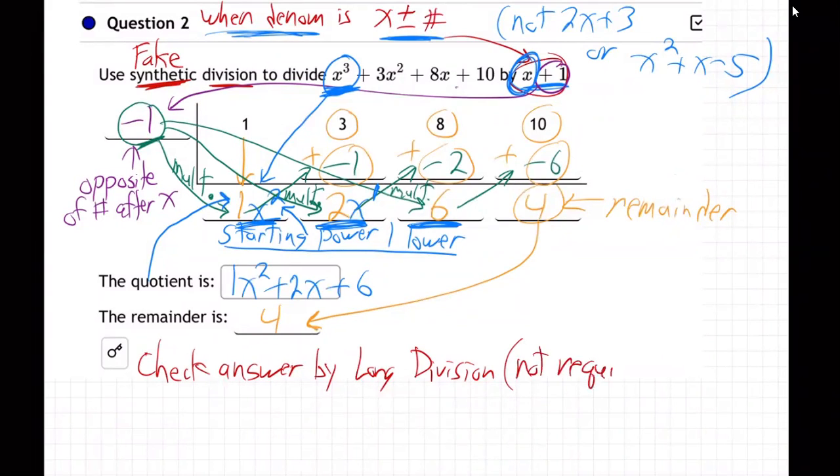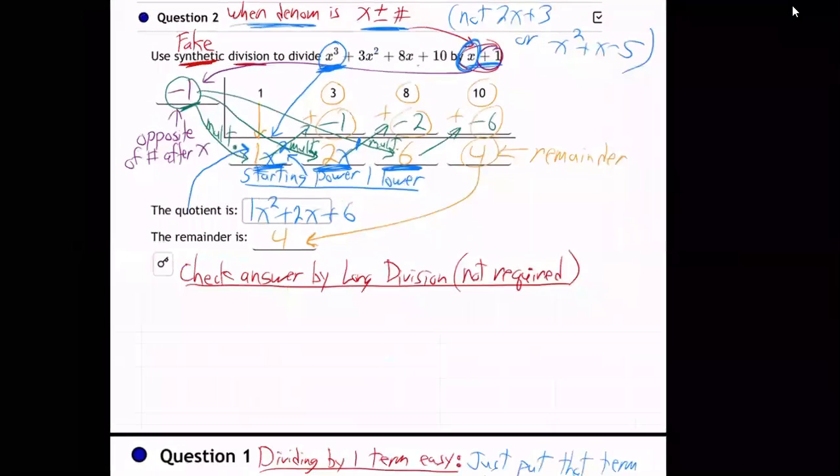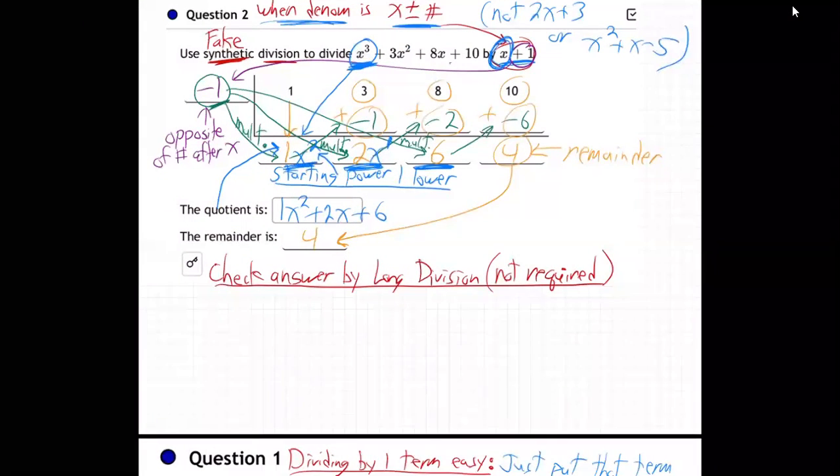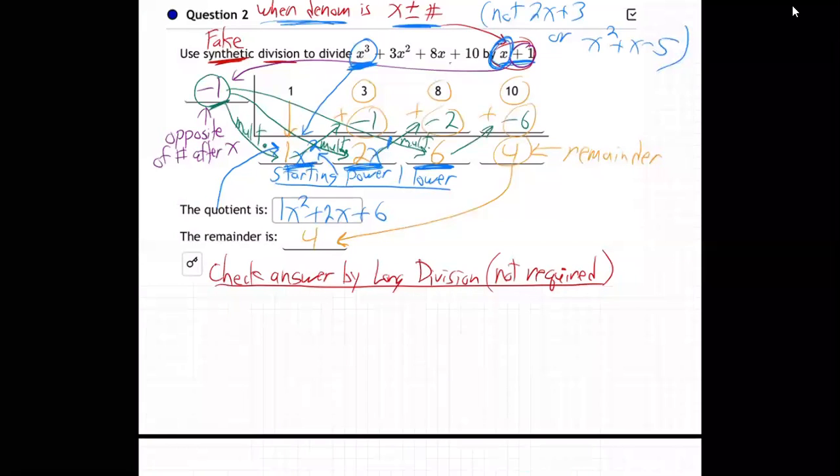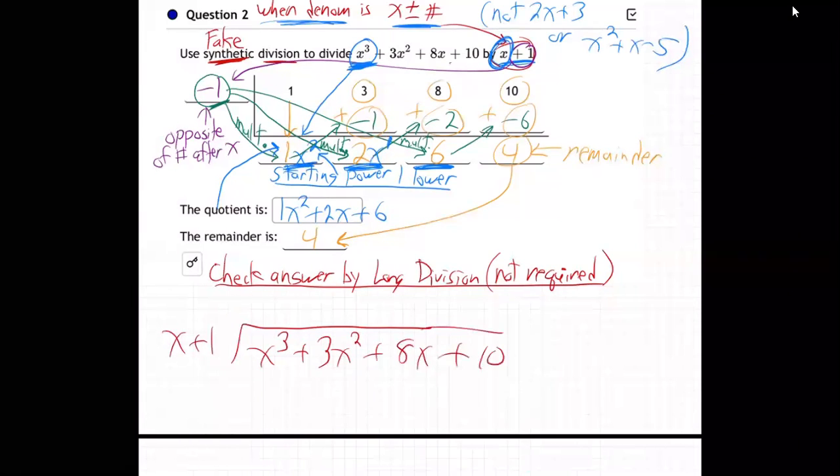You don't. I just want to prove to you it's the same as long division, but this is not something you should be doing regularly. But I'll do it anyway. So I'm going to prove it's the same. I'm going to do long division really quick here. I'm going to go x plus 1 into x cubed plus 3x squared plus 8x plus 10. It'll be way worse, but it'll come out the same, I hope.